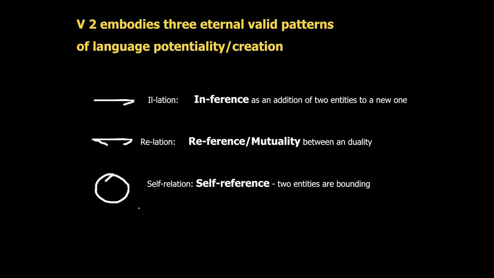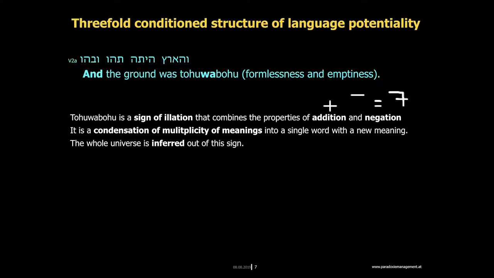Chapter 1, verse 2 embodies three eternally valid patterns of language potentiality: inference, reference, self-reference. Verse 2a: and the ground was tohu wabohu. Tohu wabohu means formlessness and emptiness. The world famous tohu wabohu is a sign of relation in the sense of Peirce that combines the properties of addition, and, or Hebraic va, and negation. Formlessness is form negation, or emptiness is negation of sign, of being.